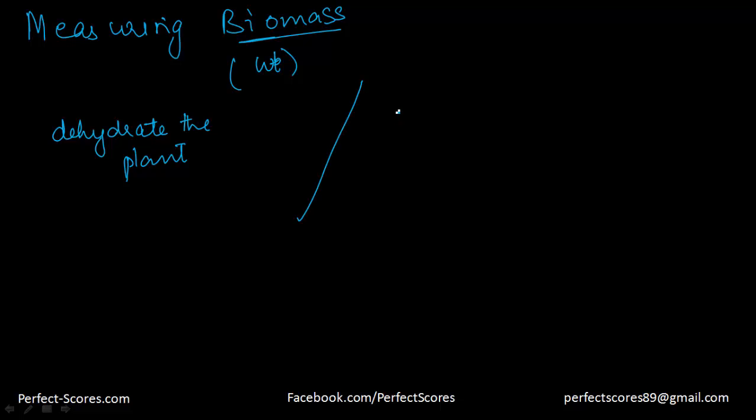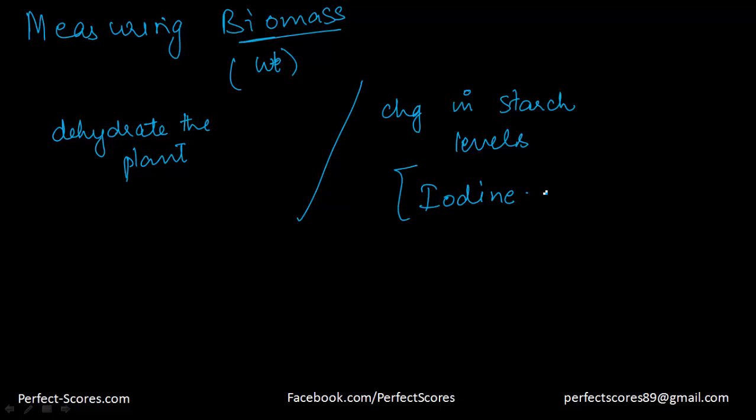An alternative method for measuring the glucose production is to determine the change in starch levels of a plant. This is another indirect method, because glucose is stored as starch. This can be identified via staining with iodine, because the resultant solution turns violet and purple, and then it can be quantified using a colorimeter.